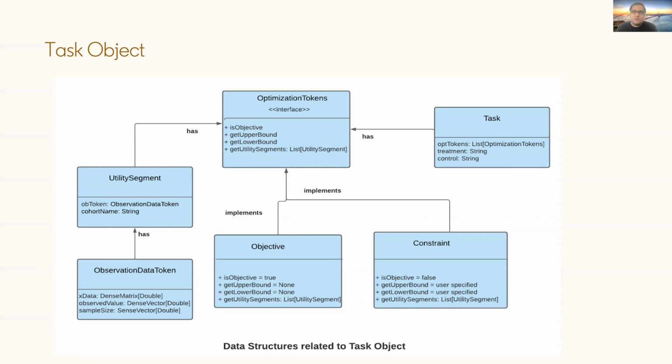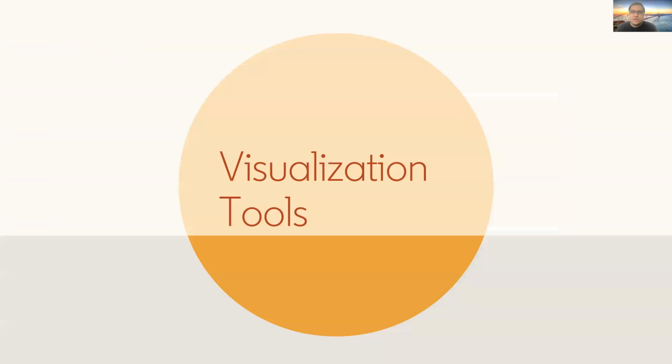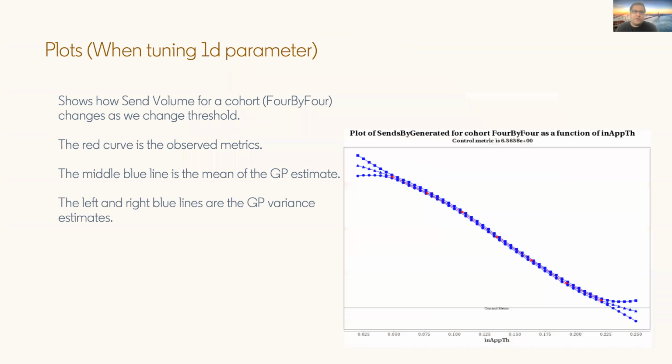Let's look at the visualization and how we visualize the solution. What we have here is a plot where you have a configuration value on the x-axis, and in this case, the configuration value is threshold, and we call it in-app threshold. As you can see, there are different values here, and there are four lines. I think the red line is hidden. Let me describe what it means.